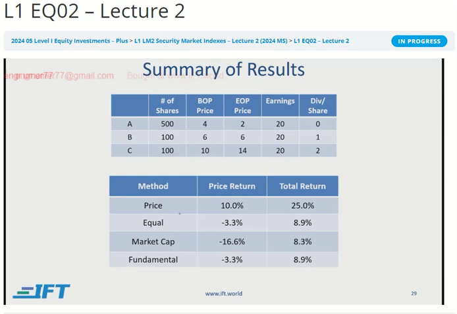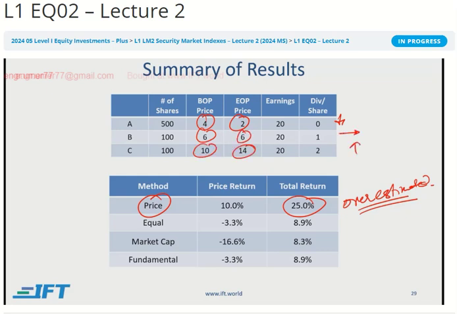Right, so let's have a look at the summary of this. Now you can see the total return is being overestimated by the price. Why? Let's have a look at what's going on. Obviously, A is going down, right? B is the same, and C is going up. Now, because C has a higher price of 10 compared to 4 and 6, this price weighted is giving a much higher weight to stock C, which is going up. So that's why its total return is being overstated compared to the others.